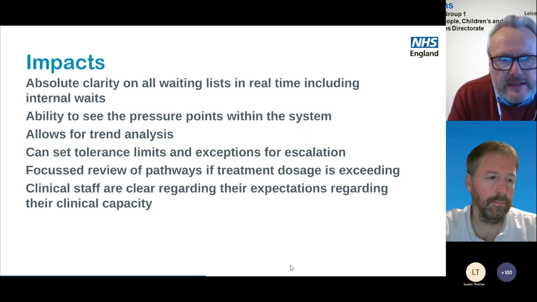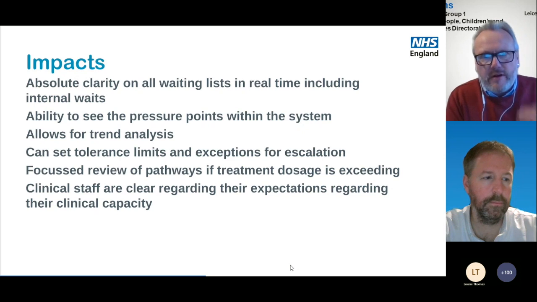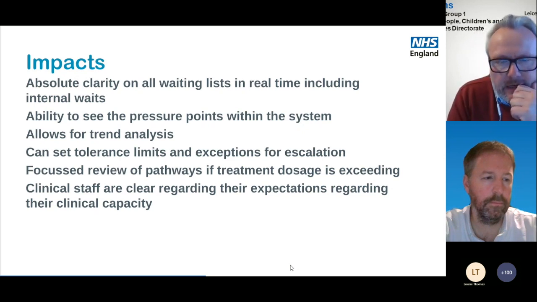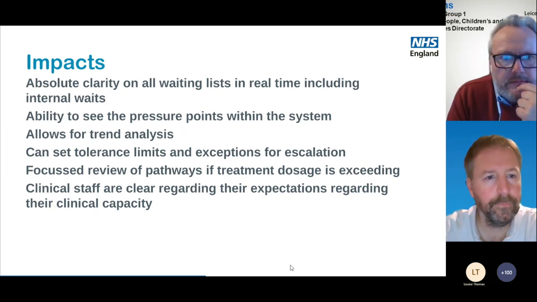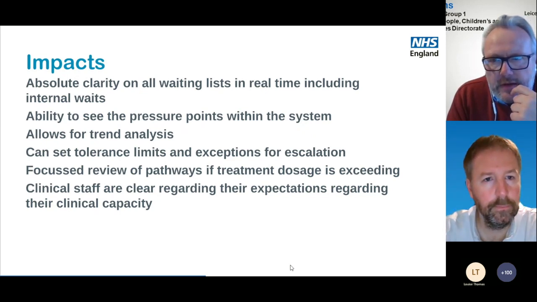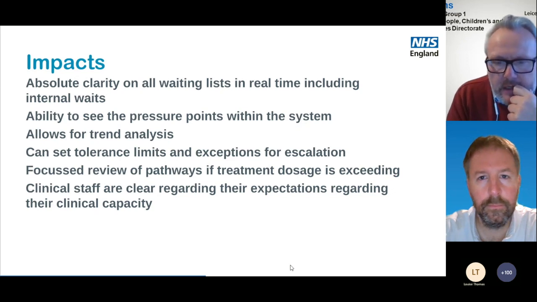But having that ability to see the pressure points within the system is really helpful and enables proactive management of that to take place. And that's particularly worth thinking about in terms of reducing avoidable harm for those people who are waiting. I might come on to that in a bit.